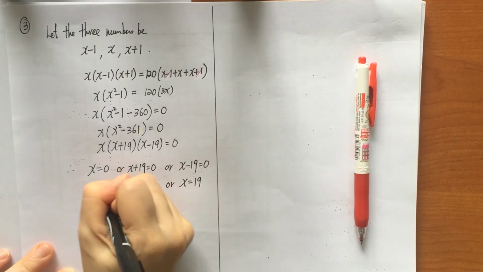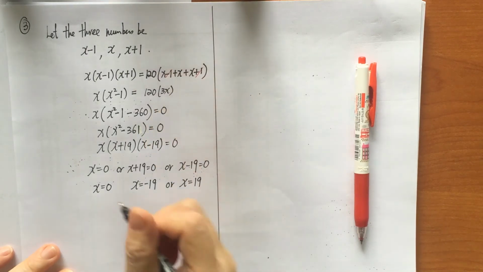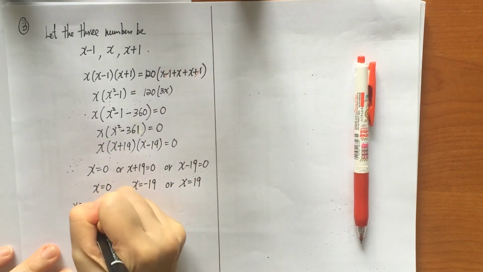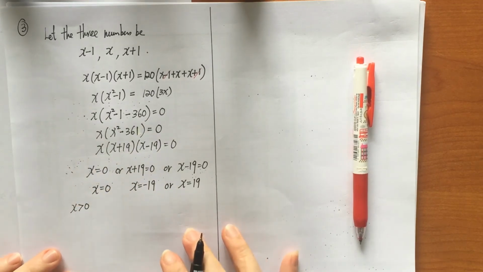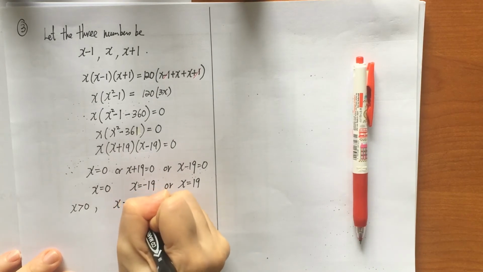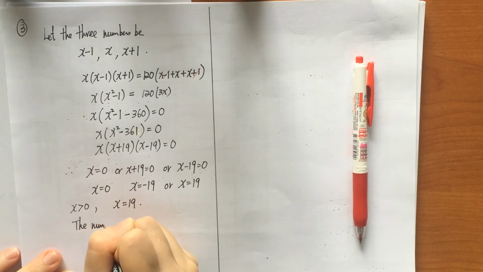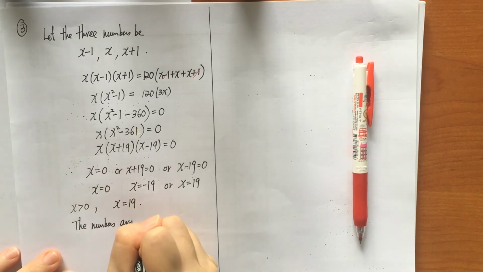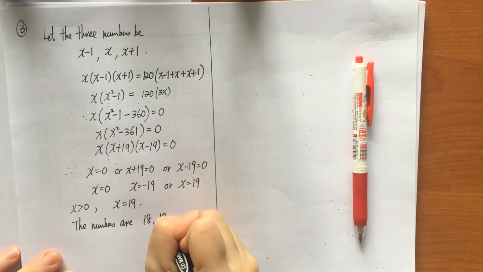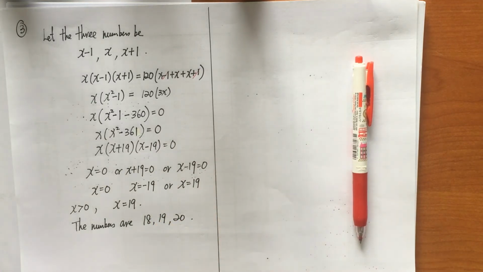So there are 3 answers. But x cannot be equal to 0. If x equals 0, the product will never be 120. So x must be larger than 0, because the question also says it's a positive integer. So therefore x must be equal to 19. So the numbers are now 18, 19, and 20.